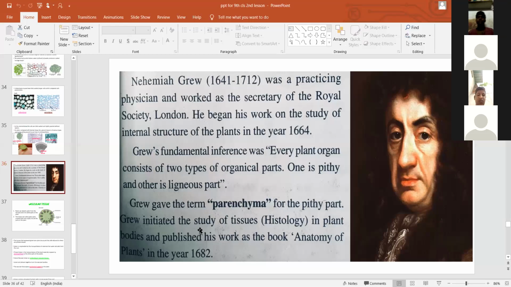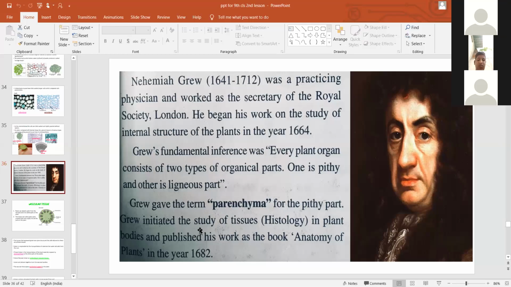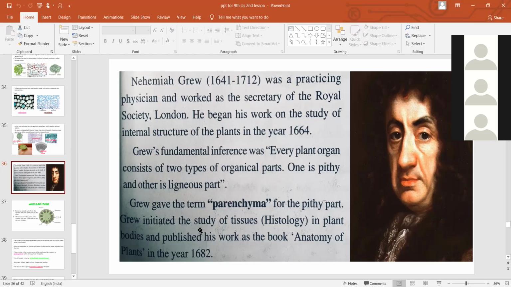Next, Grew's fundamental inference was that every plant organ consists of two types of organic parts: number one is the pithy part, and number two is the ligneous part.